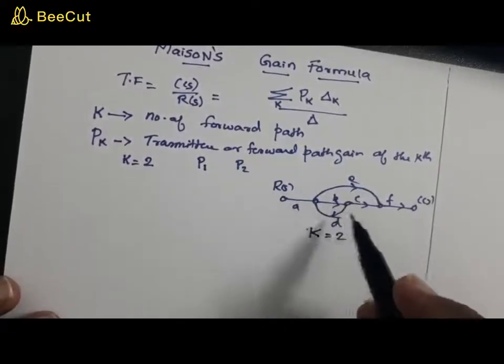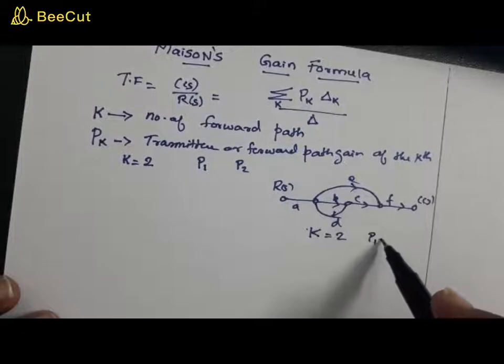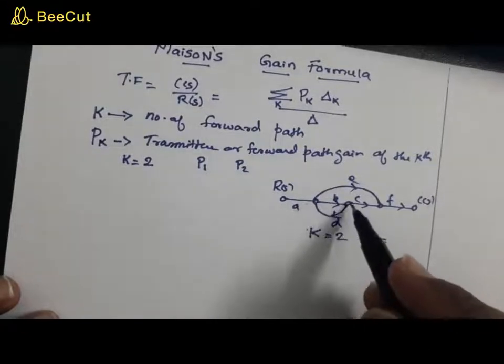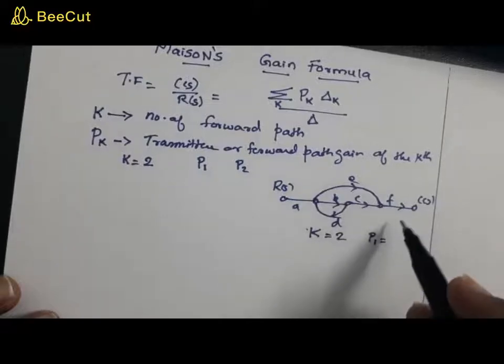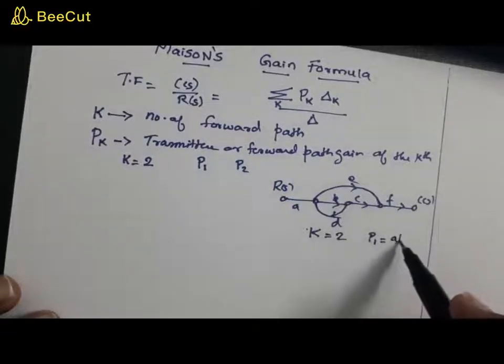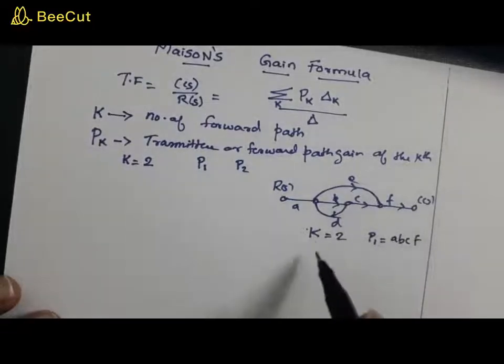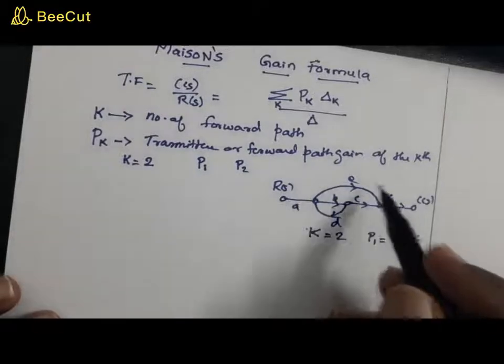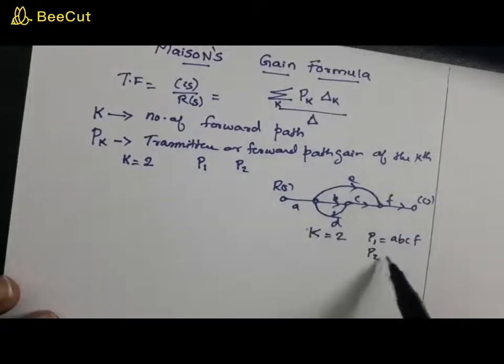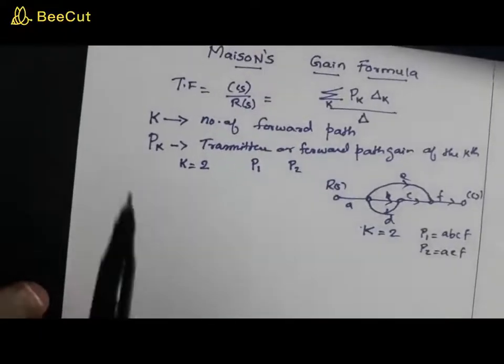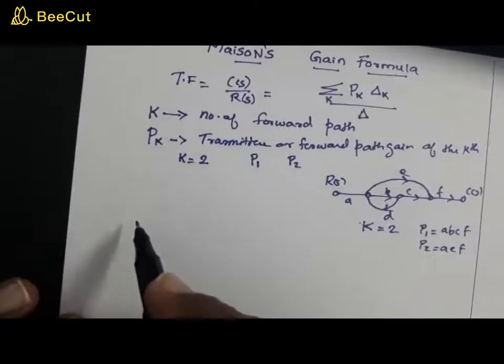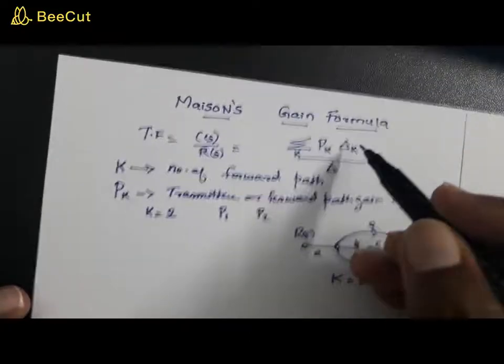So one, let us call that P1, is a forward path transmittance of this path, that is A, B, C, F. Now another one is A, E, F. So P2 is equal to A, E, F. Hope it's clear. Now, next one, let's talk about delta K later.